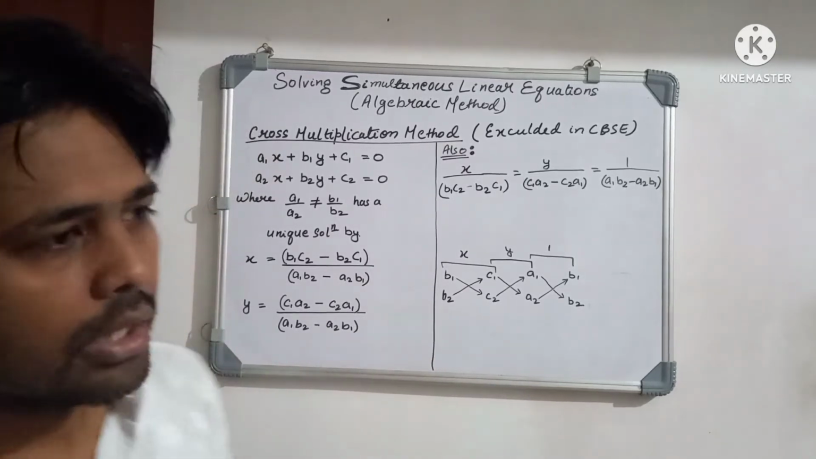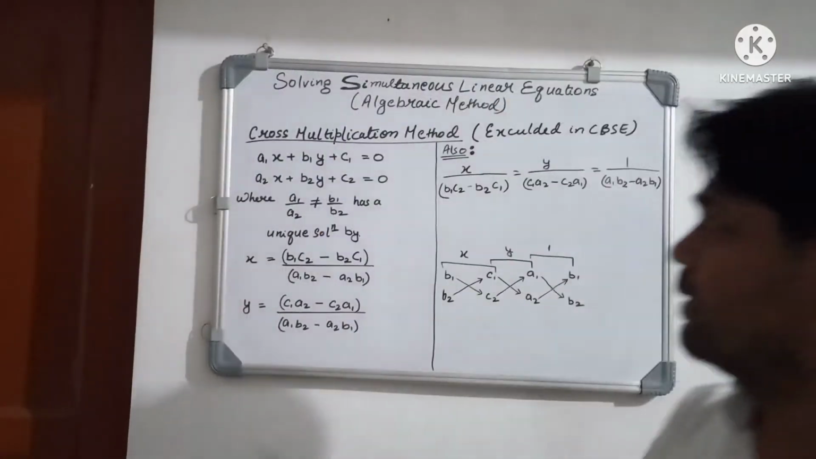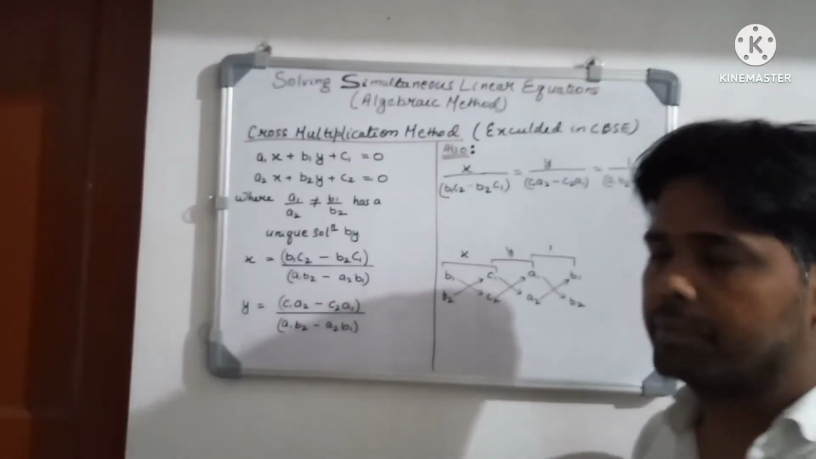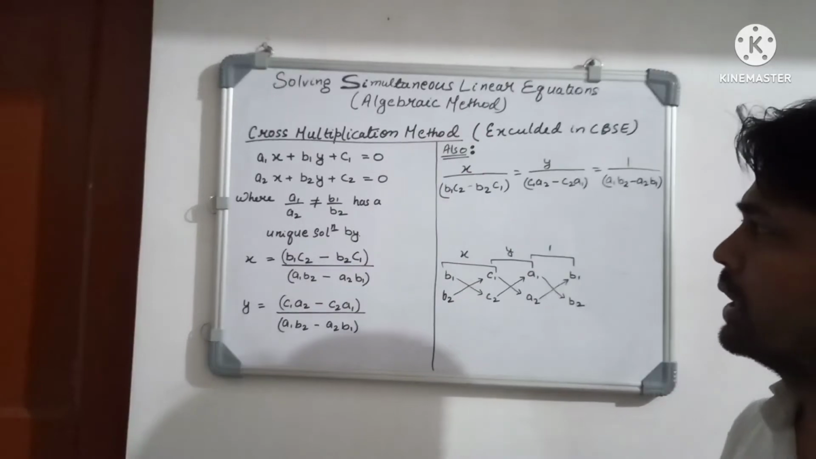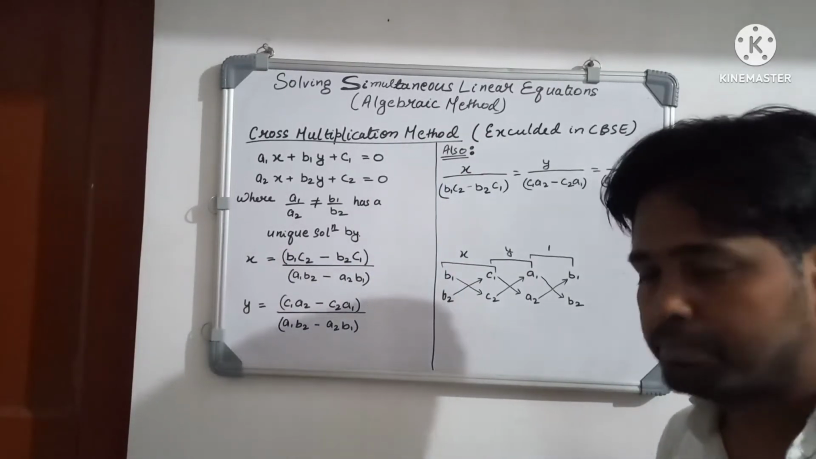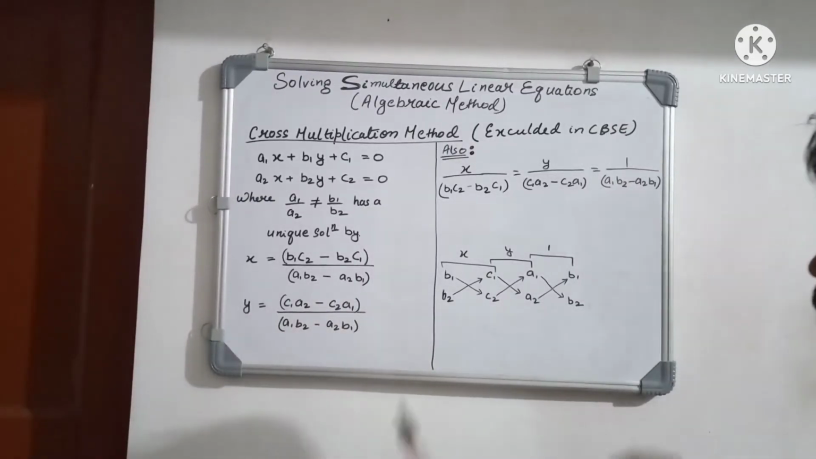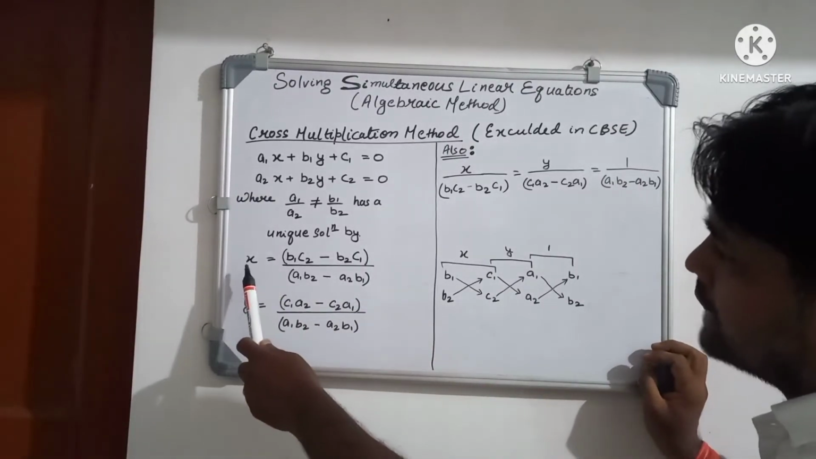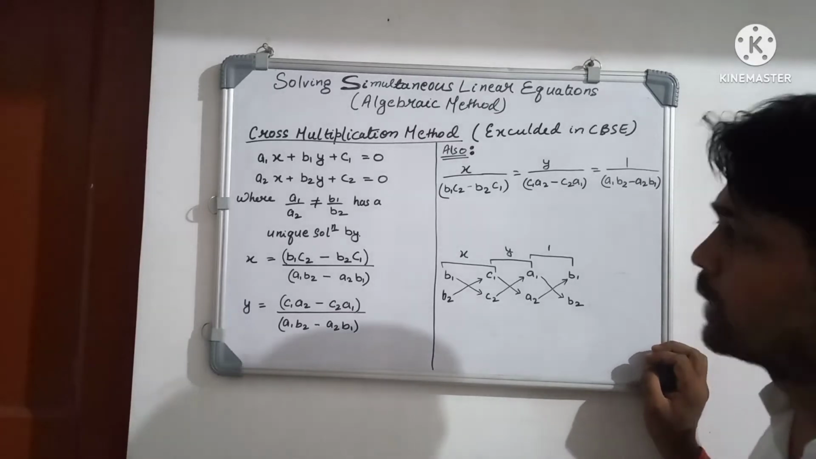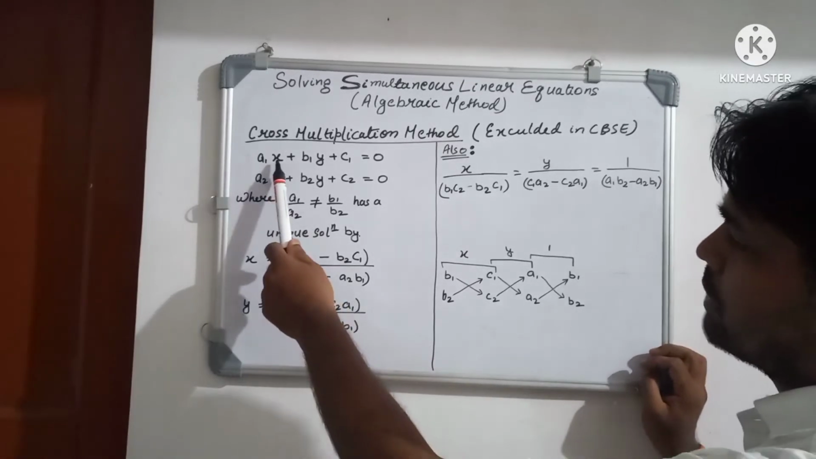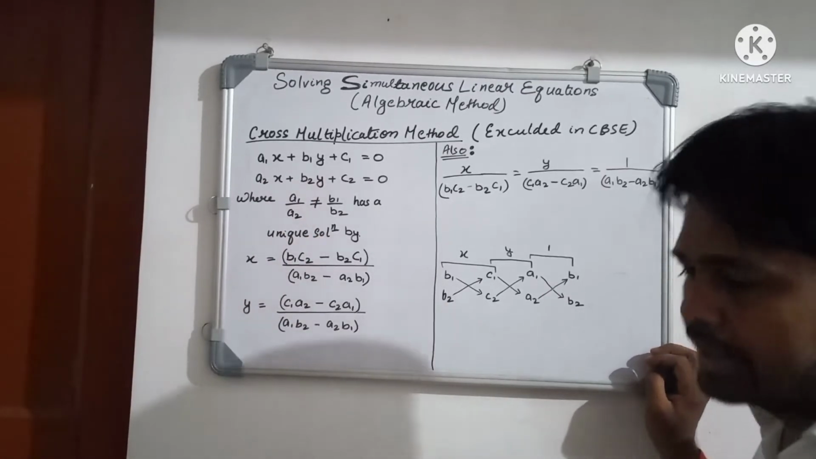So this will be used to solve any linear simultaneous equation with the help of the algebraic method, under a specific method, that is the cross multiplication method. We can use these two formulae to calculate or obtain the respective values for x and y.